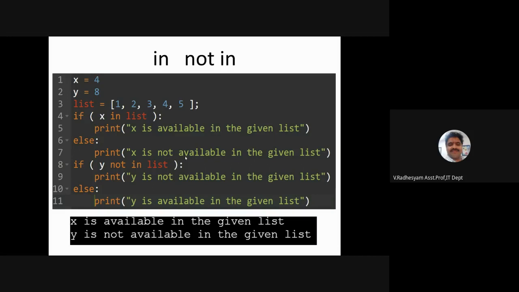X is in the list or not in the list. Similarly, suppose Y is equal to 8. If Y not in list, print Y is not available in the given list. So Y's value is 8, so Y is not available in the list. Else, Y is available in the list. So without the program also we can see directly: X value is 4, Y value is 8. X is available in the list, Y is not available in the list. So X is available in the given list, Y is not available in the given list. Am I clear? Yes, sir.